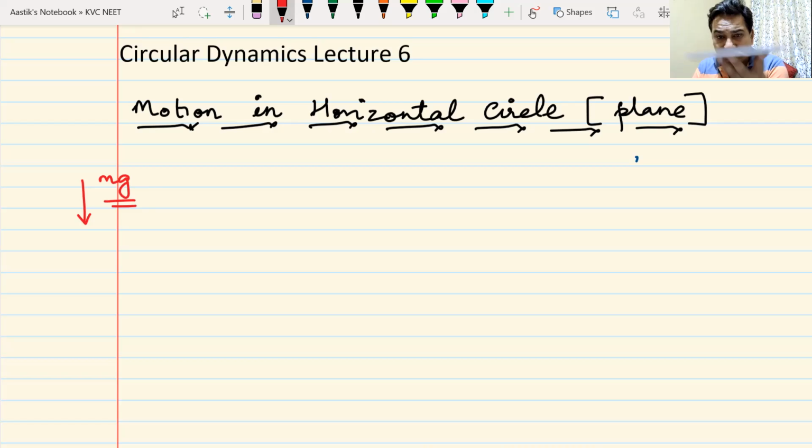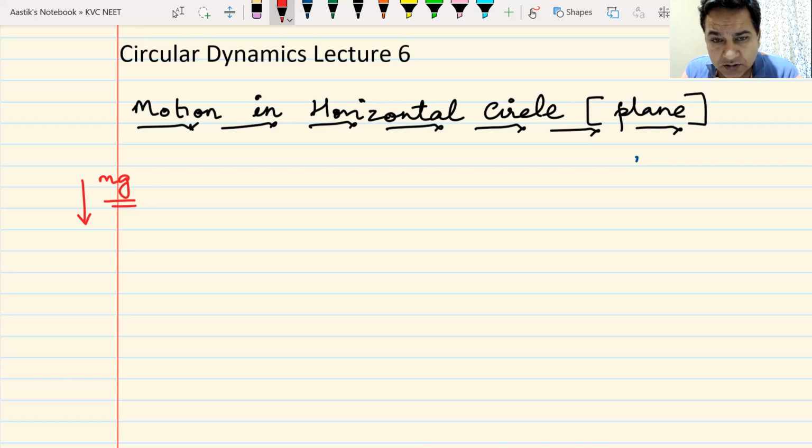Now, when it is acting downwards, I can call planes vertical plane or horizontal plane, because gravitational force is acting along the vertical direction. And that is why motion in a horizontal circle, motion in a horizontal plane becomes important.